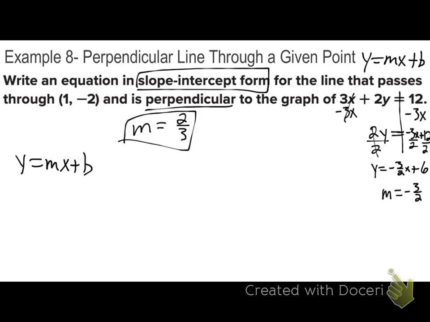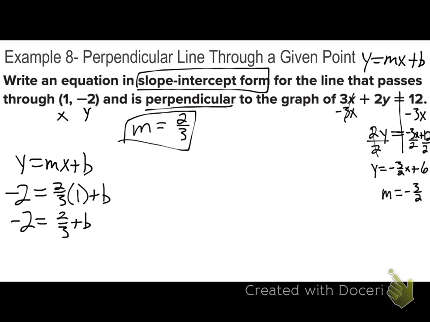What am I plugging in for y here? Negative 2, the y value from my ordered pair. What am I plugging in for m? 2/3, the opposite reciprocal slope of my given line. What am I plugging in for x? 1, the x value from the ordered pair. I'm leaving b as b because that's my unknown. I'm trying to find that missing y-intercept. So, 2/3 times 1 gives me what? 2/3.